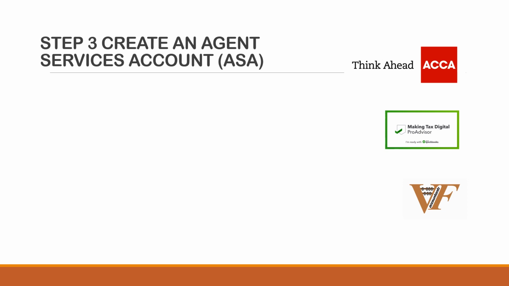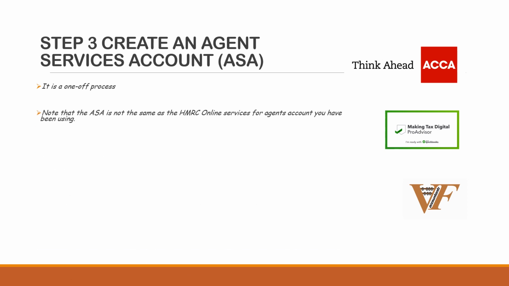Step 3, create an agent services account, ASA. It is a one-off process. Note that the ASA is not the same as the HMRC online services for agents account you have been using. The latter will not be switched off as you still need access to process EC sales lists, PAYE and corporation tax returns.